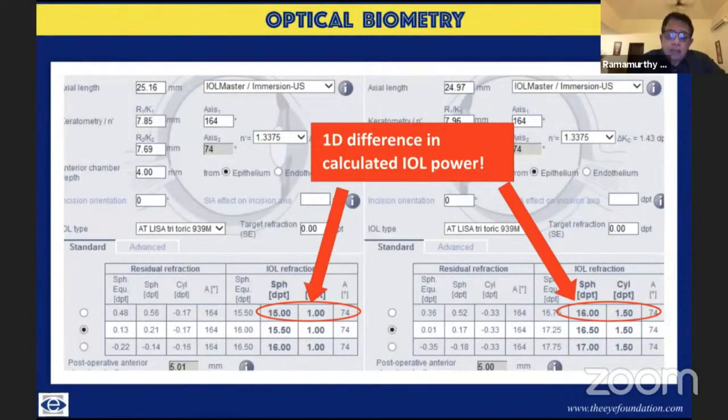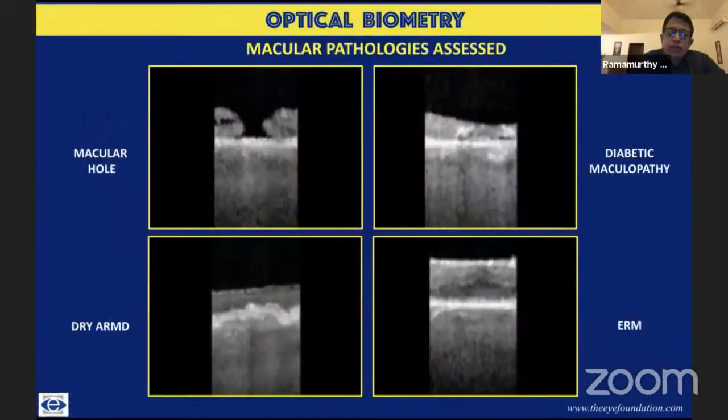So because we are able to objectively verify whether the fixation is on the fovea, it ensures that the intraocular lens power calculation is quite accurate. It also acts as an OCT as far as the posterior area of the macula is concerned. A feature like a macular hole, a dry AMD, you can see some drusenoids over here, a diabetic maculopathy, epiretinal membrane where you see a sharp image right in front of the pigment epithelium.